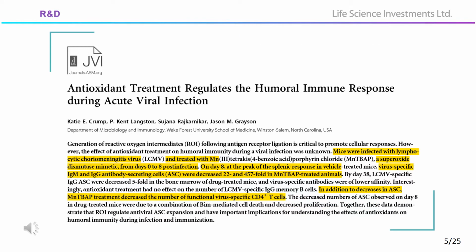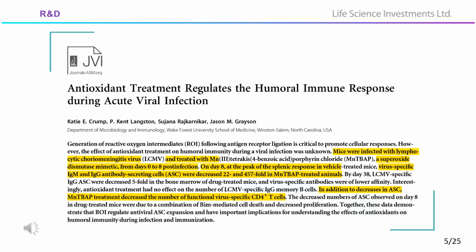This is another demonstration that antioxidant treatment may regulate immune response during acute viral infection. In this case, mice were infected with lymphocytic choriomeningitis virus and treated with superoxide dismutase mimetic during 8 days, from the time of infection to the 8th day. And on day 8, it was the peak of the infection.